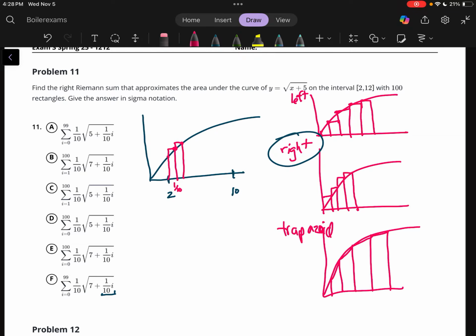So first, let's figure out, is i going to be 0 or is i going to be 1? Since we're doing a right Riemann sum, on our first rectangle, we want to add 1/10. So that means that our lower bound should be i equals 1. Because if our lower bound is i equals 0, then we're actually going to be taking this height over here, and that would be the bound we'd use for the left Riemann sum. So since this is a right Riemann sum, we're going to use i equals 1.